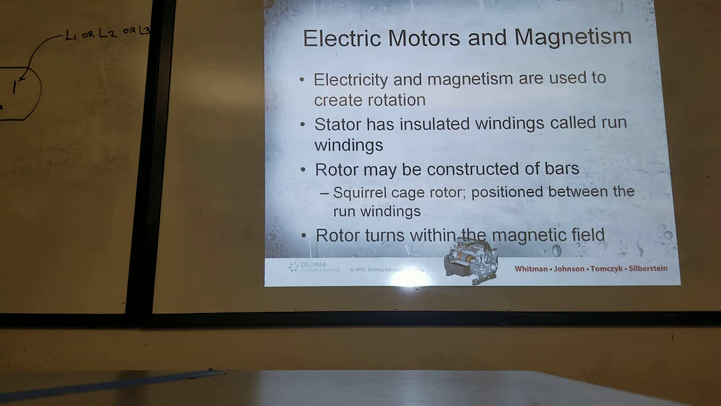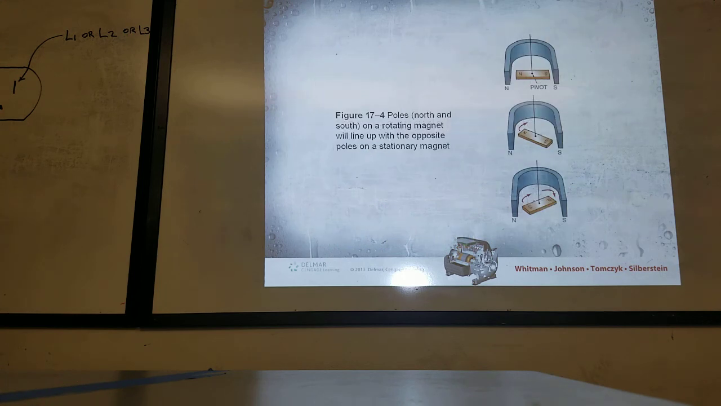Electric motors and magnetism. Electricity and magnetism are used to create rotation. The stator has insulated windings called run winding. The rotor may be constructed of bars. The squirrel cage rotor is positioned between the run winding. The rotor turns within a magnetic field.